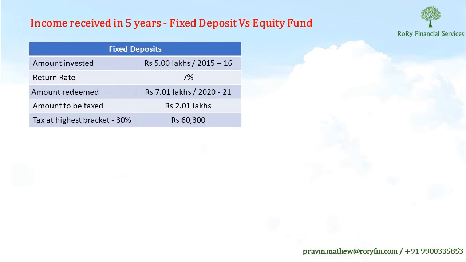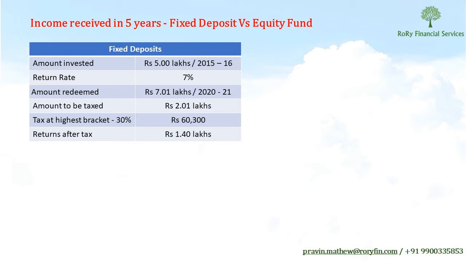Suppose the person is at the highest bracket of taxation, that is 30% tax, then on this 2.01 lakhs also he'll have to pay 30%, and so it will be 60,300 rupees will be the taxation. Now, so your returns after tax is reduced to 1.4 lakhs rounded off.